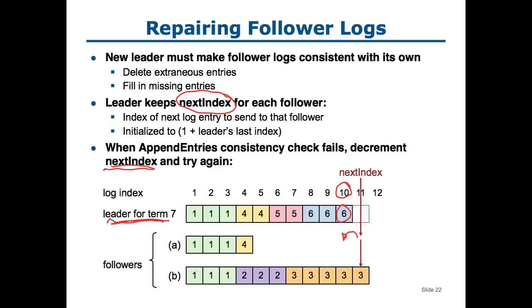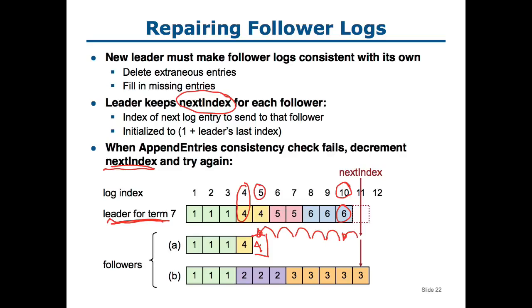This time you can see the server will include information about index 9, and that check is going to fail, and this will keep failing over and over again until eventually next index becomes 5 for follower A. At this point now, the leader will include information about log entry 4 in the request, and that will now match. And so once that matches, then the follower can add the entry for 4, and the leader will eventually fill in its log.